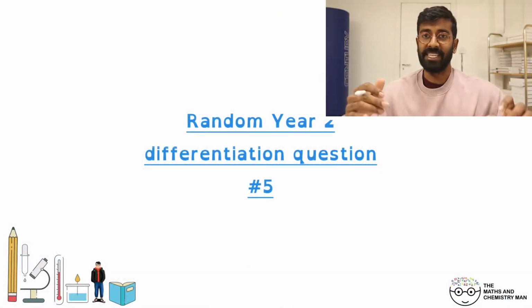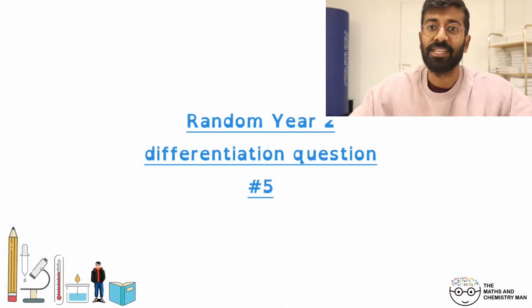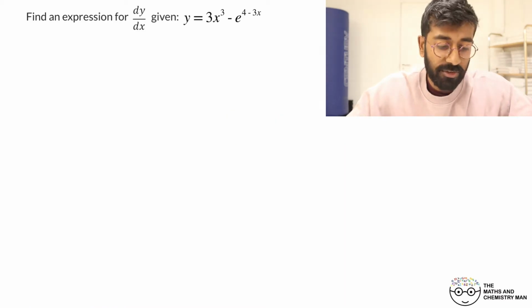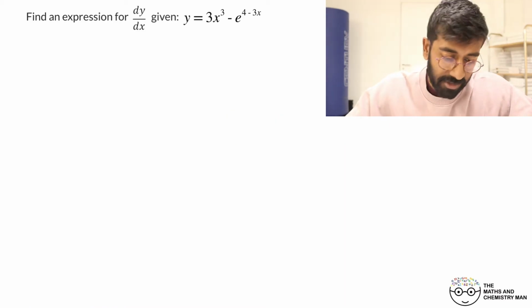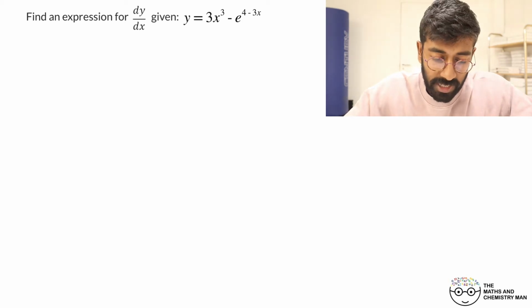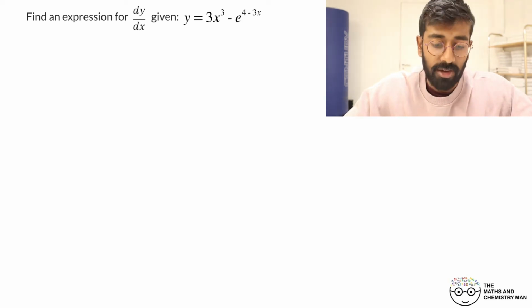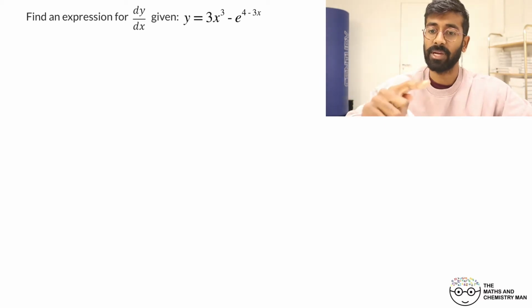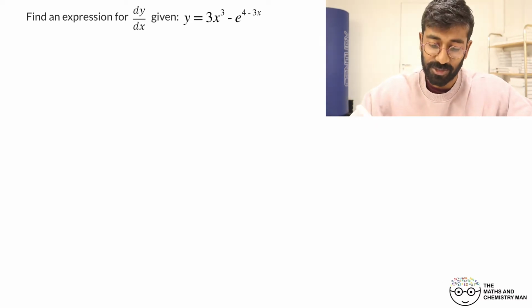Oh yes, it is time for more differentiation. We've got question number 5. And so here it is. We've got to find an expression for dy/dx given that y is equal to 3x cubed, take away e to the 4 minus 3x. There we go. Okay, so jot that one down, have a quick go, and we'll catch up in a few seconds to go through the solutions.